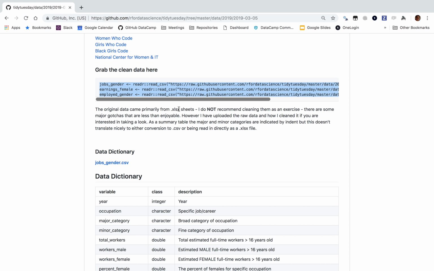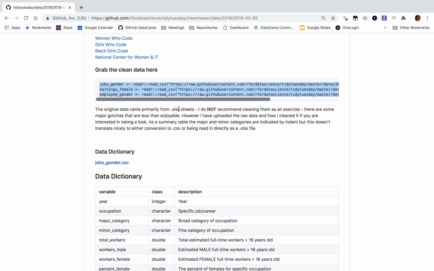Okay, so I'm going to go into RStudio. Going to do a new R Markdown. Women in the workplace. Library tidyverse. And grab data on jobs by gender, earnings female, employed gender.